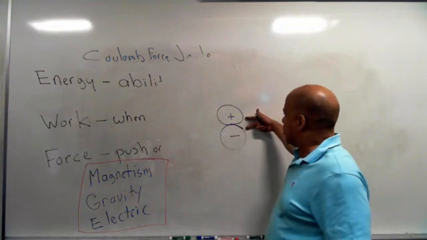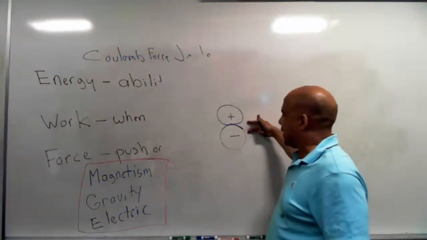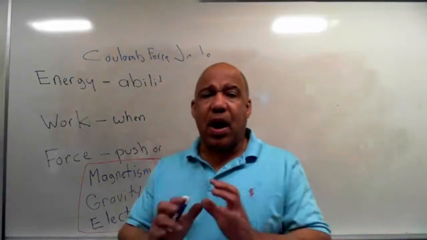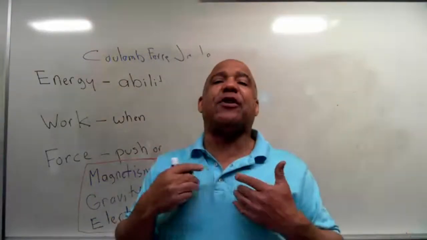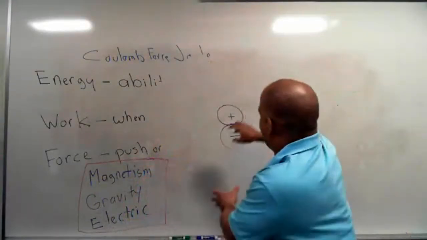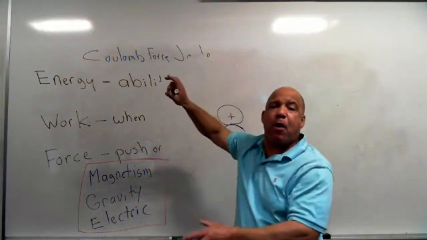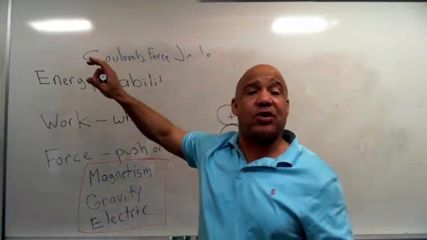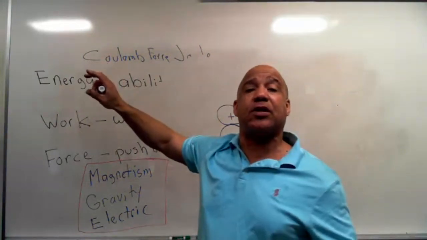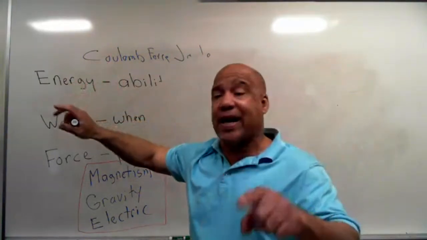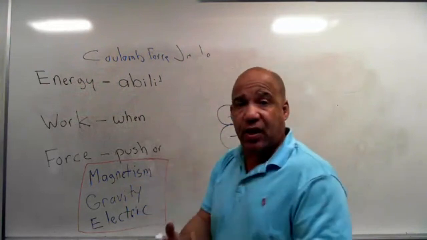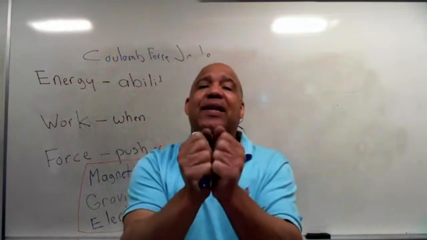I got these two charges, a plus and minus, and they're stuck together. I want to separate them. What do I have to do to separate the charges? Are they going to come apart real easy? And the answer is no. Why? Because like charges repel, but unlike charges attract each other. So they're stuck together because they attract each other.